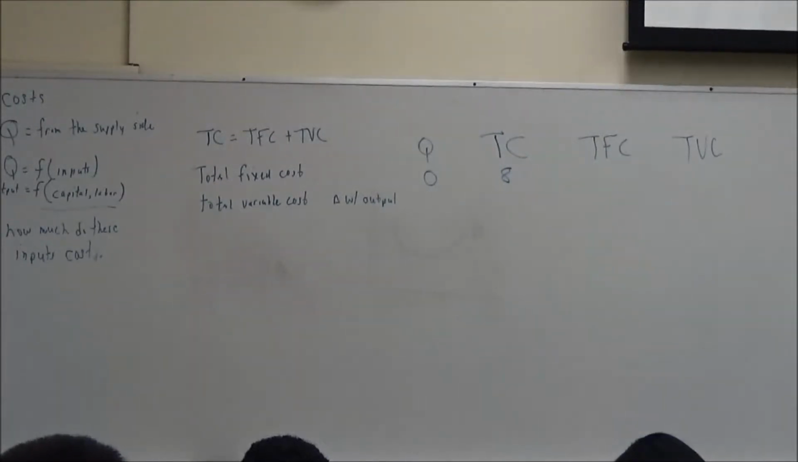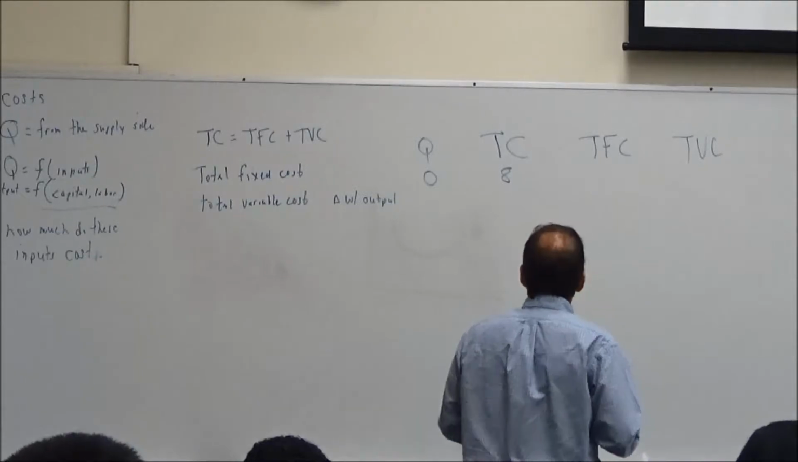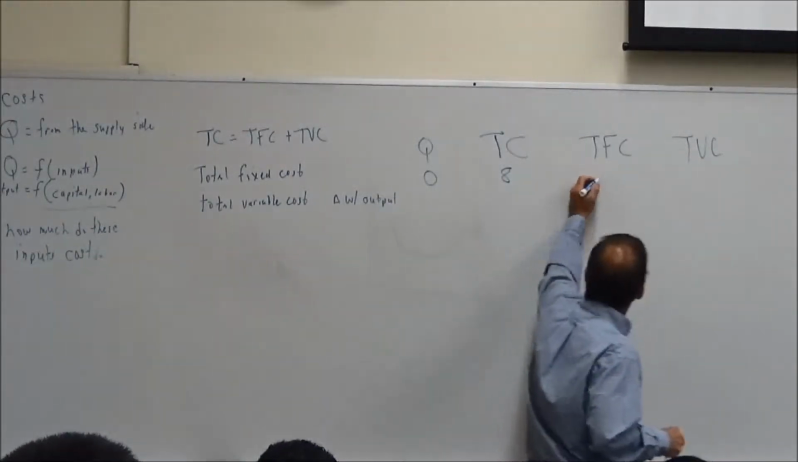Producing anything. Right, even though I'm not producing anything, I still have cost. So that means that cost is fixed. There's nothing I can do about it. Right? So that gives me my answer.